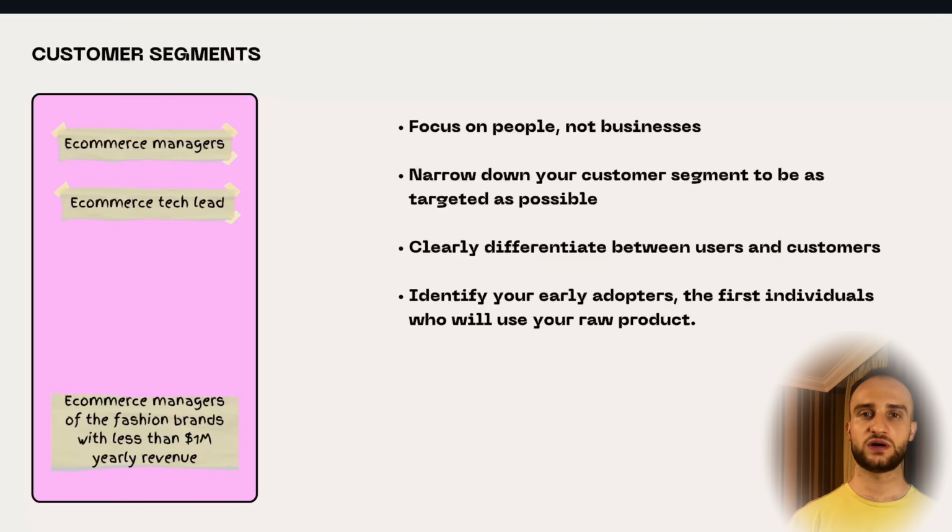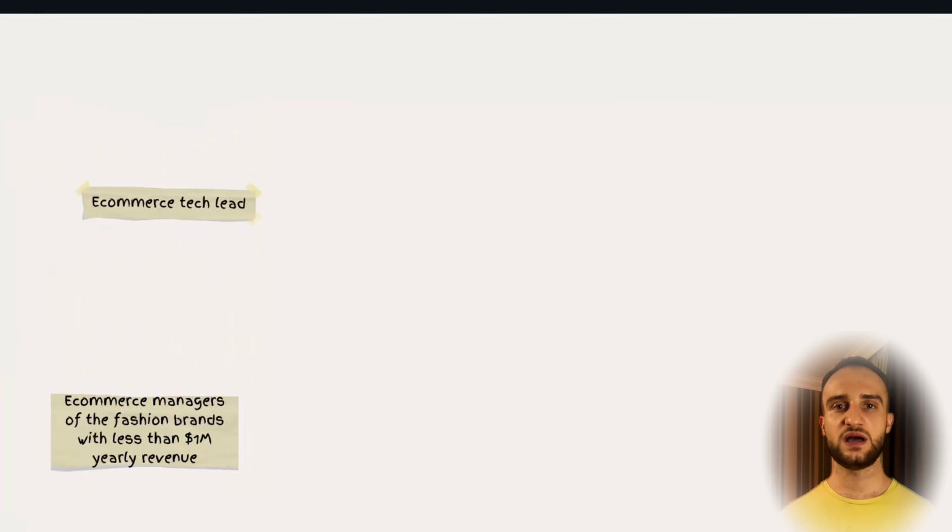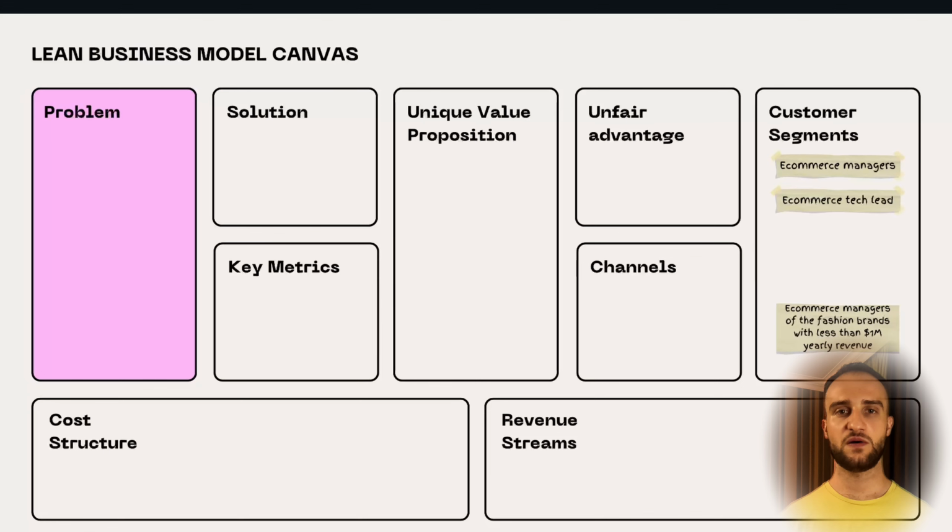Also, when it comes to early adopters, we might want to focus on a specific narrowed down niche. If we have some brands, some acquaintances who are ready to be our early adopters, we can just say explicitly these and these brands. If we don't, we just need to describe as targeted as possible who would be our early adopters. And I would say those would be the e-commerce managers of the fashion brands with less than $1 million of yearly revenue.